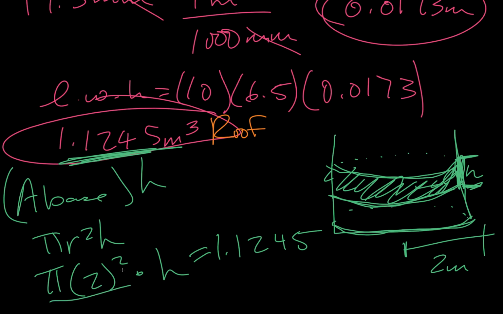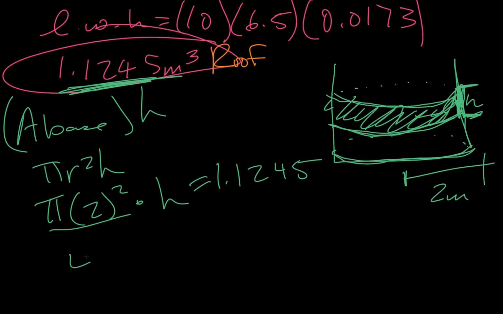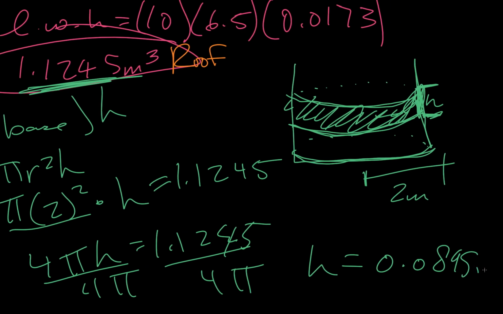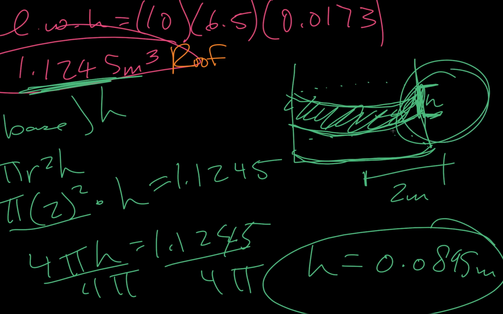So let's simplify a little bit though. So that's just going to be 4 pi h, divided by 4 pi, divided by 4 pi. And h equals 0.0895 meters. And so that's the amount that this would change. All right, that's kind of a weird problem. If you need additional help, come to Math Lab, but for now, calculator.